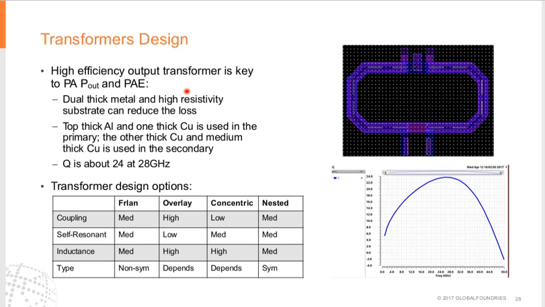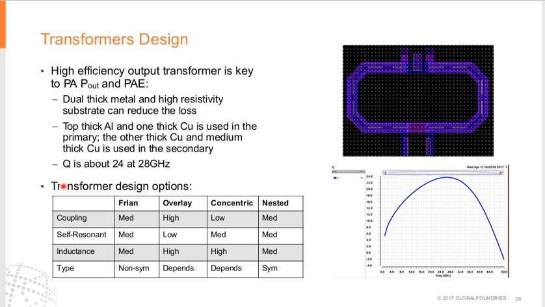Transformer design. A high-efficiency output transformer is key for the PA and also for the PA PSAT and PAE. In this process, the dual thick metal and high resistivity substrate can reduce the loss of the transformer. In this design, we use the two top thick aluminum layers and one layer of thick copper as the primary, and another thick copper and a metal thick copper as the secondary. This simulates the Q factor of the transformer. At 28 gigahertz, the Q factor is about 24. So this is very good.